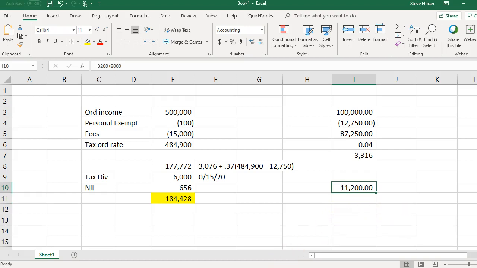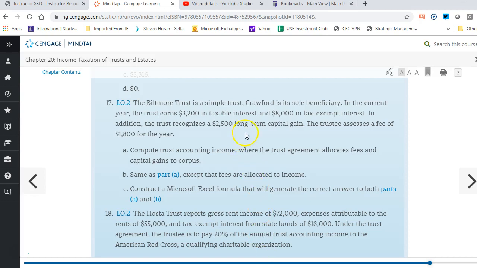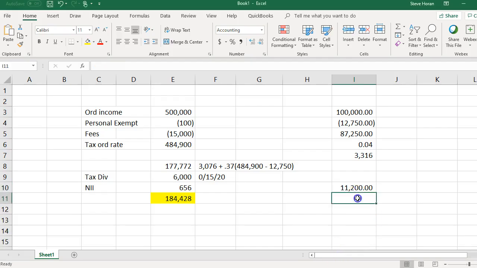For part B, and you can just see the numbers again here, these two numbers right here. For part B, I'm saying I'm going to allocate fees to income. So for B, I just simply subtract the fee of $1,800, and then for part B, my answer is the sum of the two, which is $9,500.